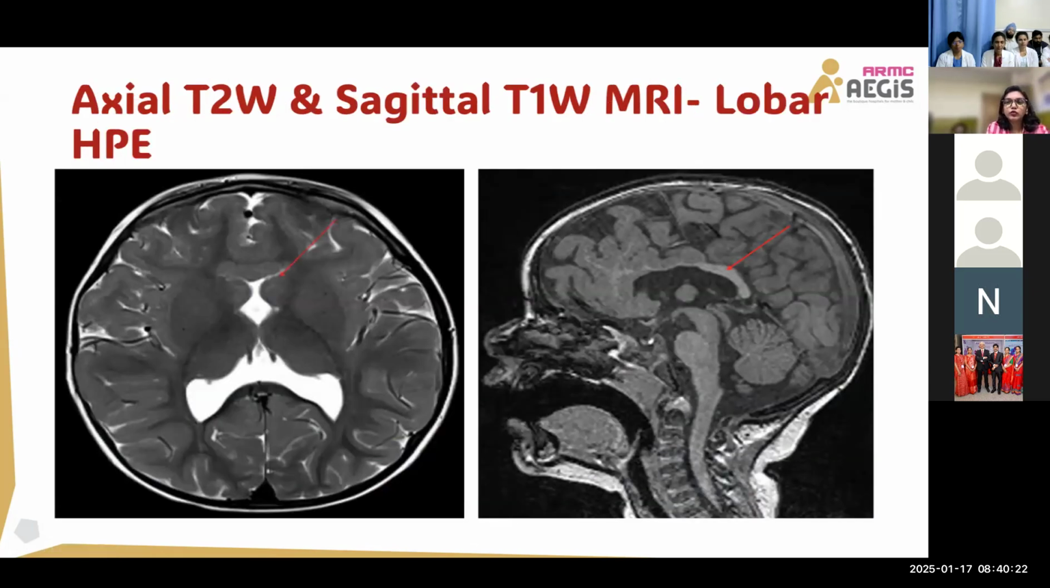And again, these are a few T1 weighted MRI images of a lobar holoprosencephaly case, which again shows the presence of a single fused frontal horn along with the deficient anterior part of the corpus callosum.